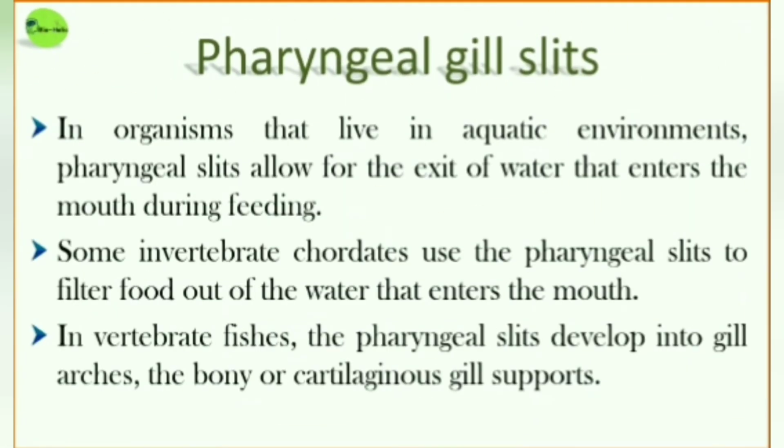In organisms that live in an aquatic environment, pharyngeal slits allow for the exit of water, which enters their mouth during feeding. Some invertebrate chordates use their slits to filter food out of the water which enters the mouth. And in vertebrate fishes, the gill slits develop into gill arches, the bony or cartilaginous gill supports.